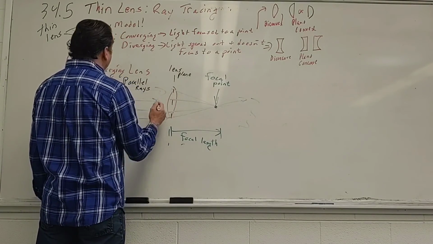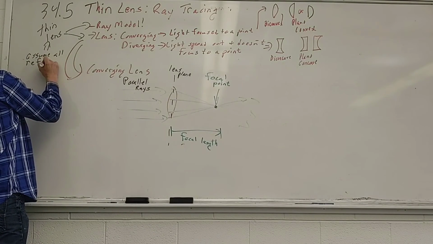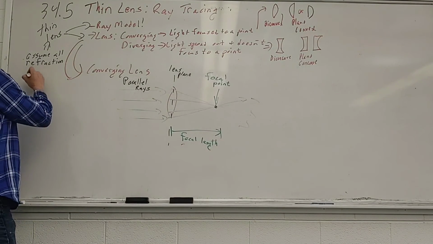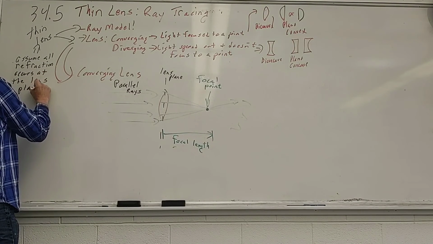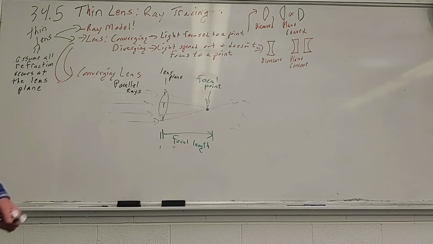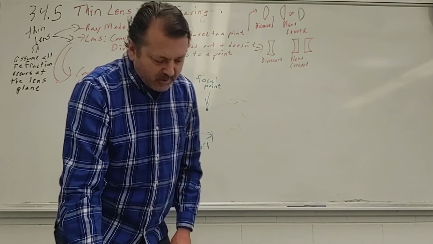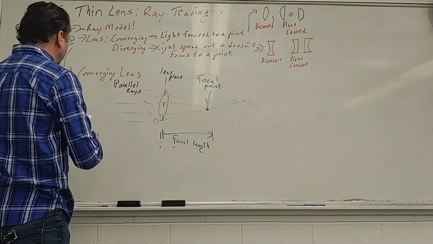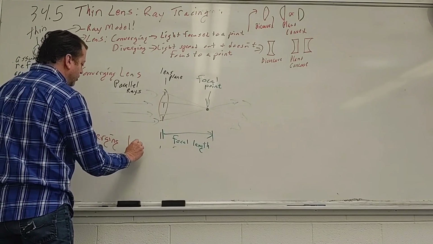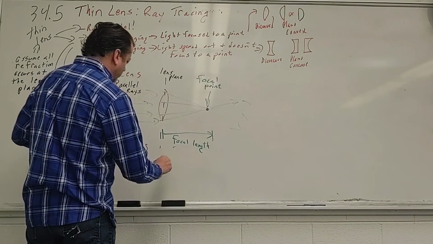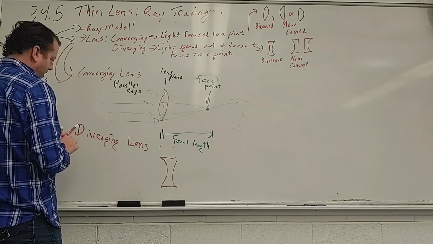For a thin lens, you assume all refraction, the bending of light, occurs at the lens plane. You assume it occurs at the plane of that lens, right here, that center line running down through it. That's what a converging lens does. A diverging lens spreads the light out. We're going to draw it right here. We have a bunch of light coming in.